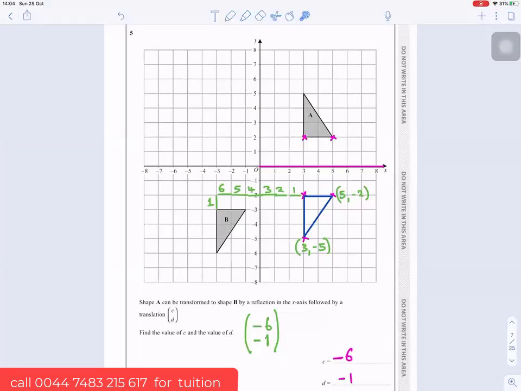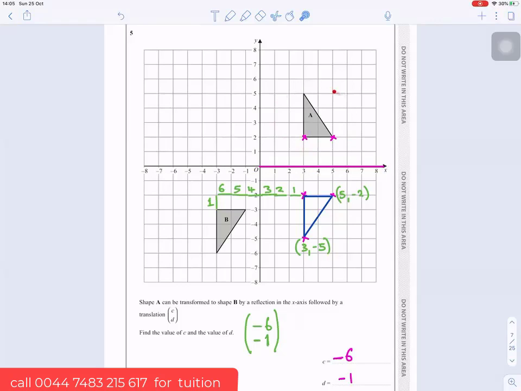Question number 5. Shape A can be transformed to shape B by a reflection in the x-axis followed by a translation (C, D). Find the value of C and the value of D. So you start with shape A, you reflect it, and then you translate it. When you reflect it, the mirror line is the x-axis. So the mirror line is that pink line there, which represents the x-axis. That's where you put the mirror.